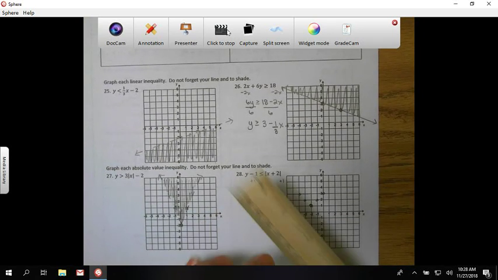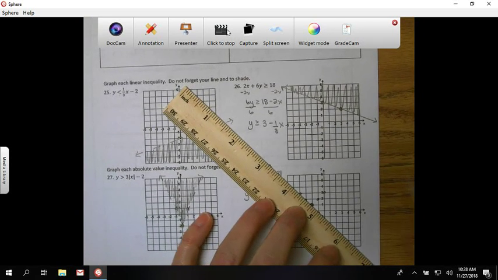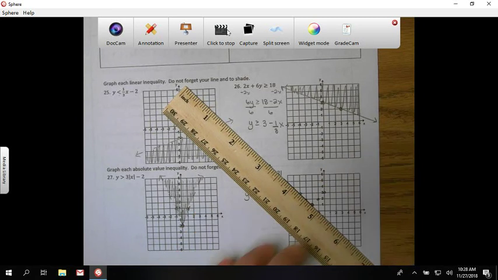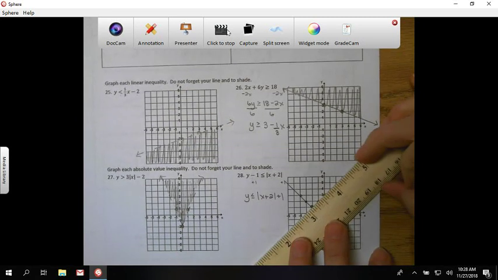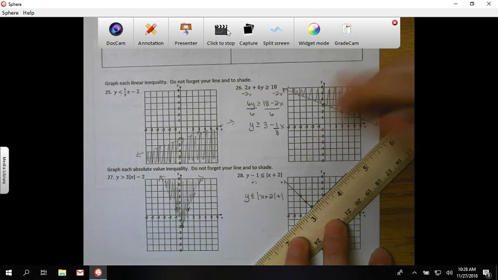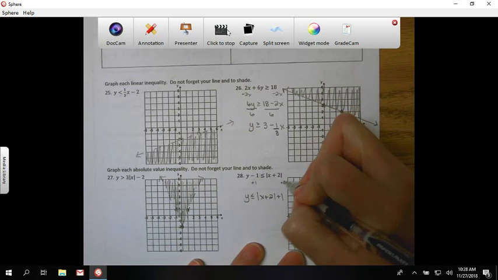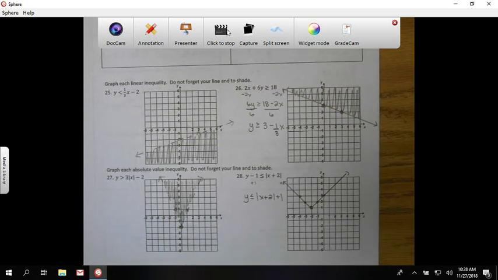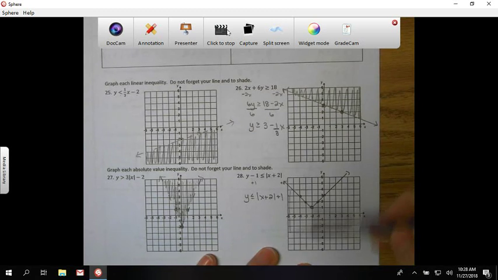It's a less than or equal to, so I'm going to go ahead and connect those with a solid line. And this time we're saying y is less than or equal to this, so I'm going to go ahead and shade everything on the outside.